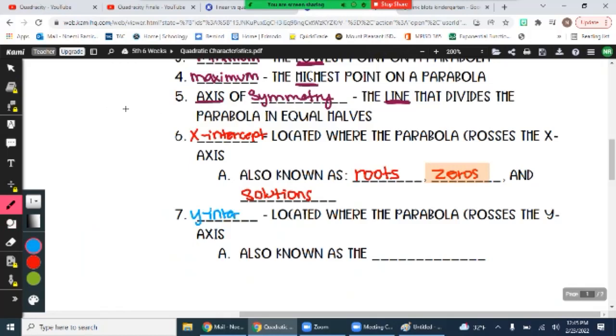All right. What point is located where the parabola crosses the y-axis? Y-intercept, which is also known as the starting point. Now, remember, when they use the word starting point, it's usually referred to in a word problem, in a real world problem, okay?